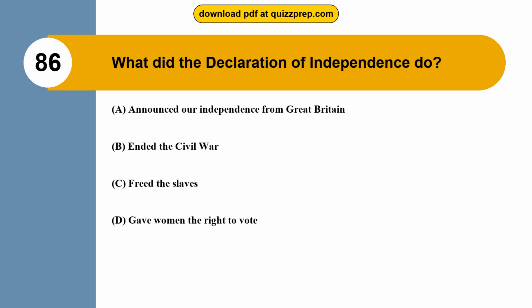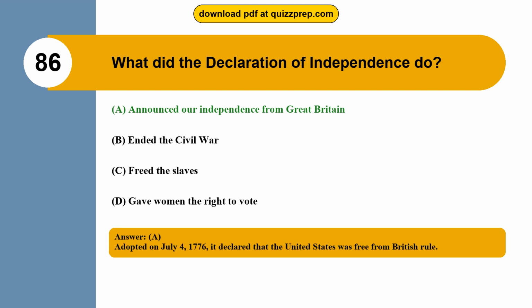Question 86. What did the Declaration of Independence do? Option A, announced our independence from Great Britain. Option B, ended the Civil War. Option C, freed the slaves. Option D, gave women the right to vote. The correct answer is option A, announced our independence from Great Britain. Adopted on July 4, 1776, it declared that the United States was free from British rule.